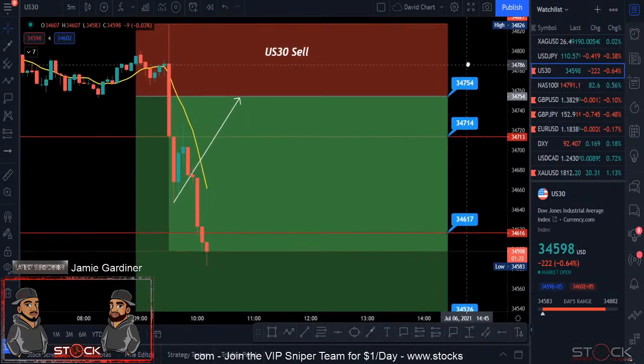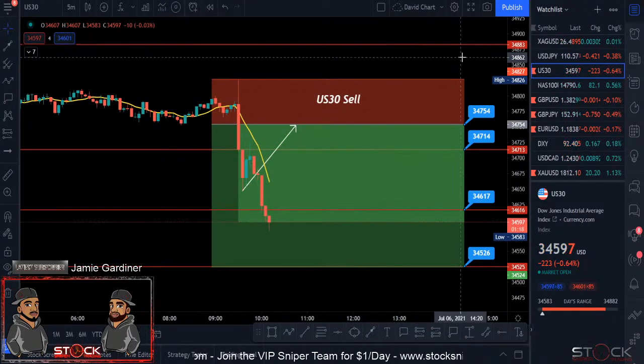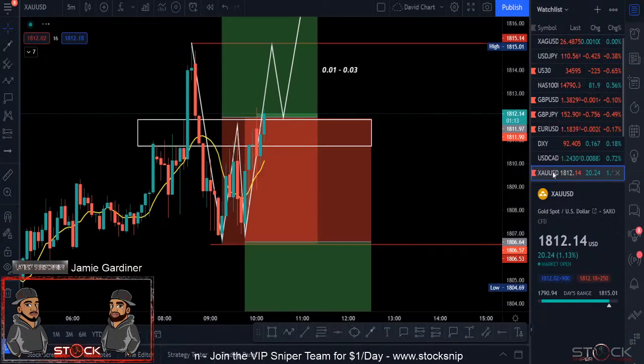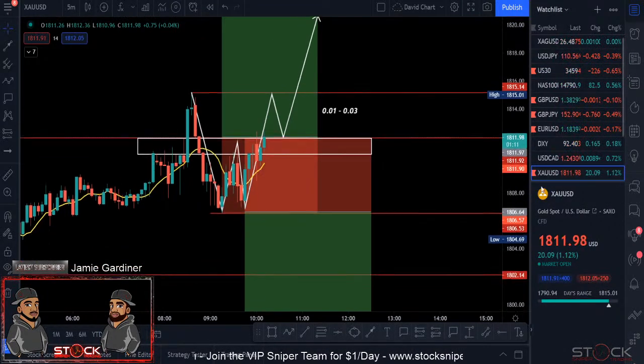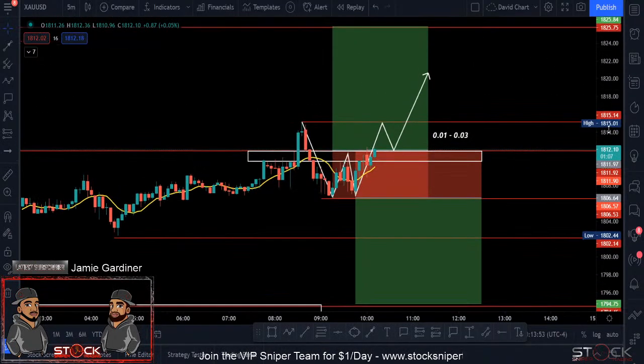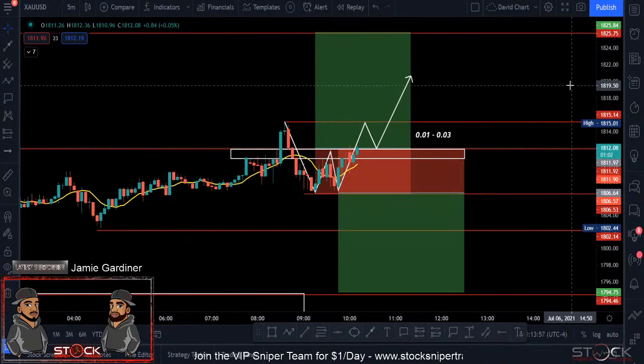Still dropping for US30. Gold is making a small movement to the upside. Okay, I'm going to leave gold for now.